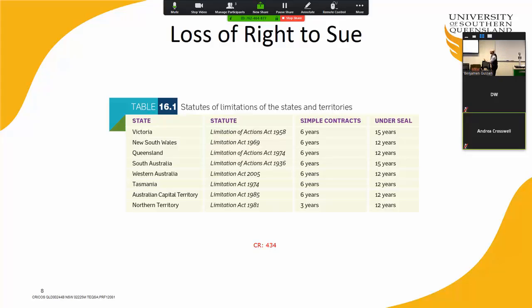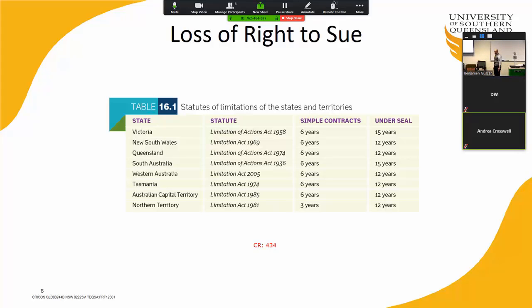Same thing applies if it's a contract. So you have two different sort of expiry dates. If it's a simple contract, it expires before a deed or a formal contract under seal. So you can see that if it's under seal, which doesn't require, of course, consideration, and doesn't require any specific form because it's under seal, that could stay even longer. It's double almost. So if it's 6 years for simple, it's going to be 12 years under deed.